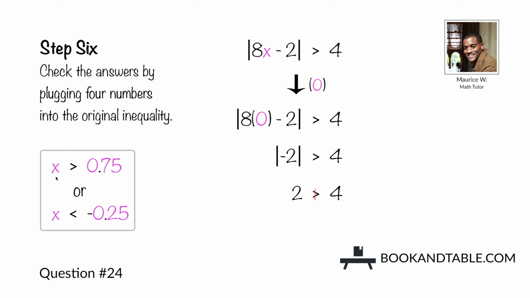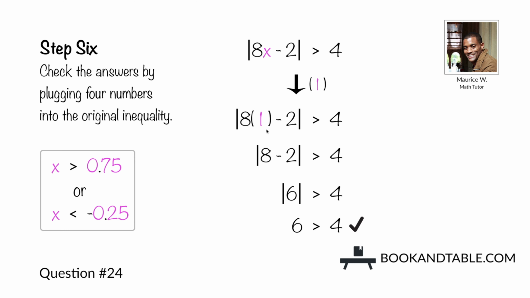Now let's test this part. x is greater than 3/4. So if we test out 3/4 or 0.75, that should not work since it's supposed to be greater than this. 8 times 3/4 is 6. 6 minus 2 is 4, and the absolute value of 4 is 4, leaving you with the false statement, 4 is greater than 4.